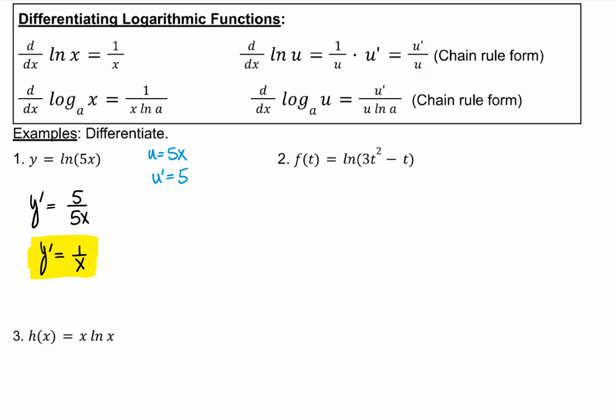We have another ln of u. u would equal the function inside of the log. u prime would be 6t minus 1. The derivative of ln u is u prime over u.